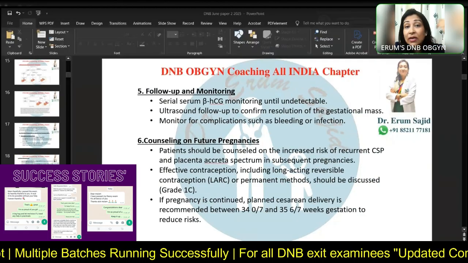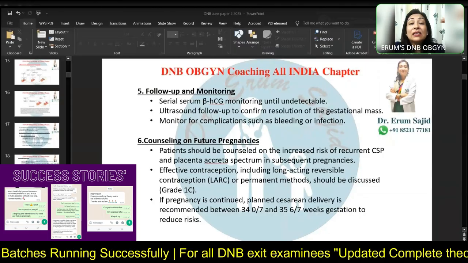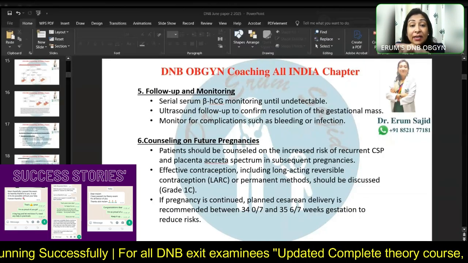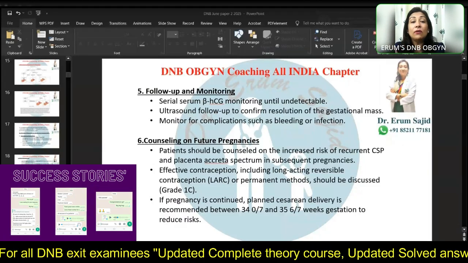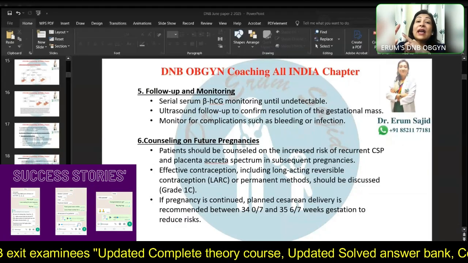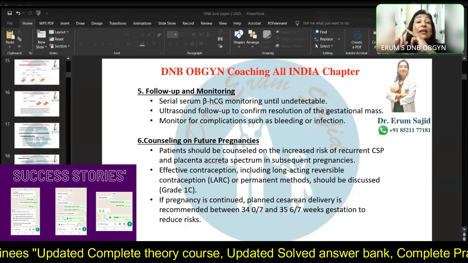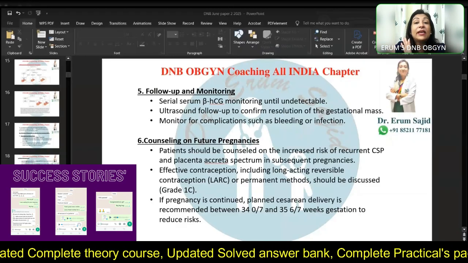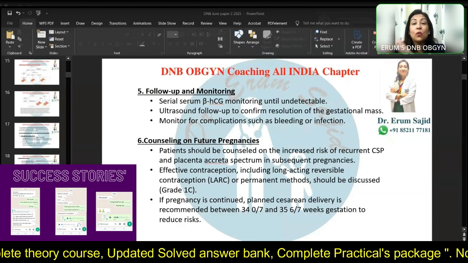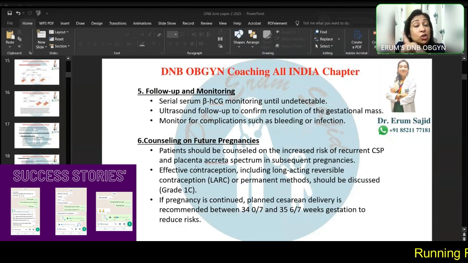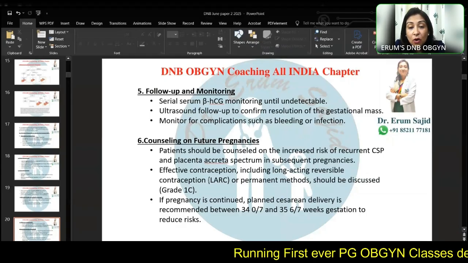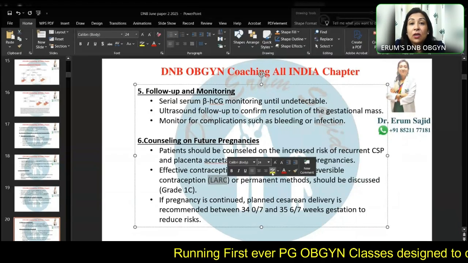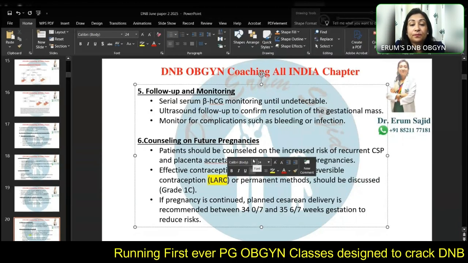Follow-up is extremely important, like in all ectopic pregnancies. Serum beta-hCG monitoring until it is undetectable. Ultrasound follow-up confirmation to make sure that the mass is resolved. And any time that she's bleeding erratically or excessively, please take it seriously and follow up with proper measures. She has to be counseled for future pregnancies. She can have this thing again. So she should be given effective contraception like LARC, long-acting reversible contraception.